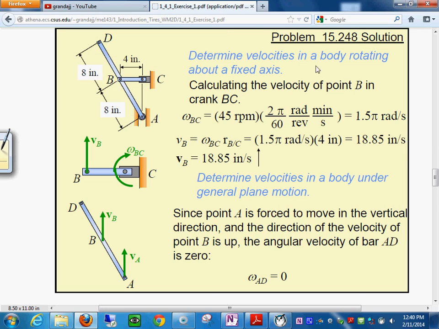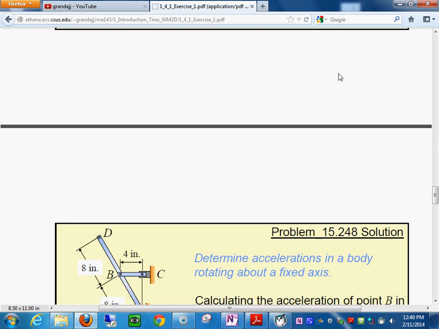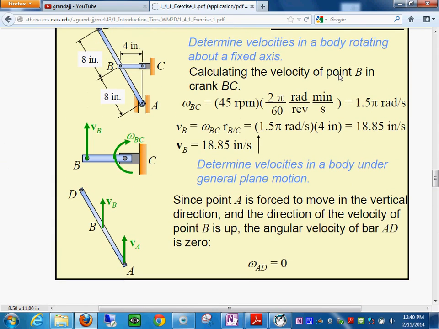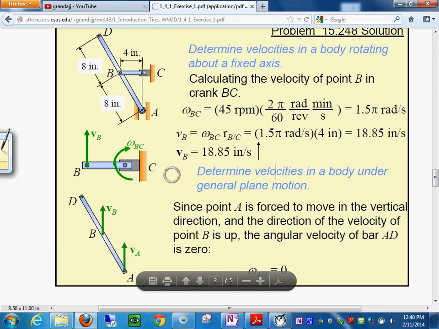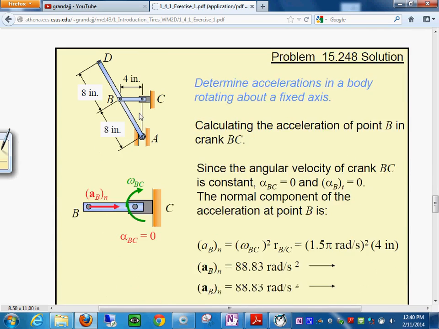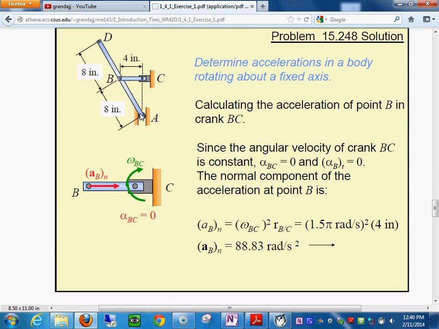So in here you have the velocity of the point B. First of all, we calculate the angular velocity, which is going to be 45 RPM, and we convert it into radians per second. So the velocity of B is 45 times 4, 18.85 upwards. We determine that the angular velocity of AD is 0. And here we move on to the accelerations.